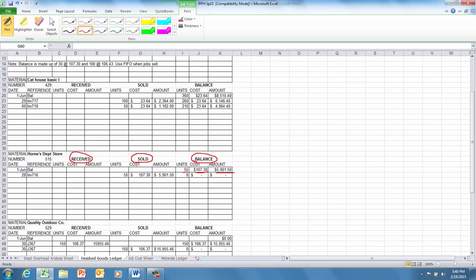So I'm going to put in the date. I'm going to put in a reference, invoice 716, and then under the sold section, I'm going to show how many were sold. 55 at $107.30. That's $5,901.50, and of course that means I have none left. So if this said units 155 at 107, then I was just showing 55, then I would still have 100 units at 107.30 still left. Okay, so now I have my number for the T account at what this cost me, $5,901.50.